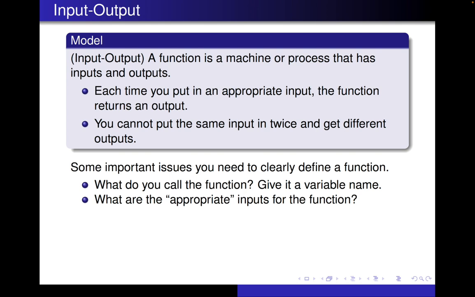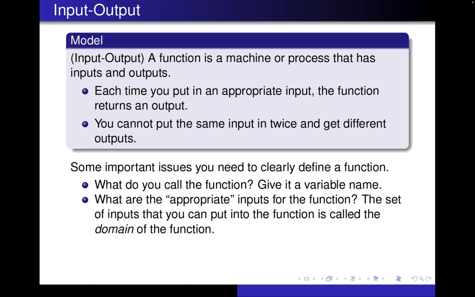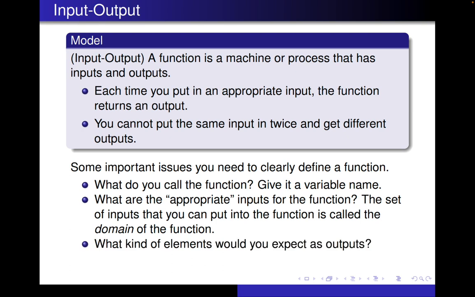One of the things I have in that model is I talk about appropriate inputs. And appropriate inputs are inputs that the function allows you to give as inputs. So we need to ask ourselves, for a given function, what are the appropriate inputs for that function? And we give a name for that because that's going to be important to us. The set of inputs that you are allowed to put into a function is called the domain of the function. The domain of the function is a set of elements, each of which you can put in the function, and it has everything that you can possibly put into the function.